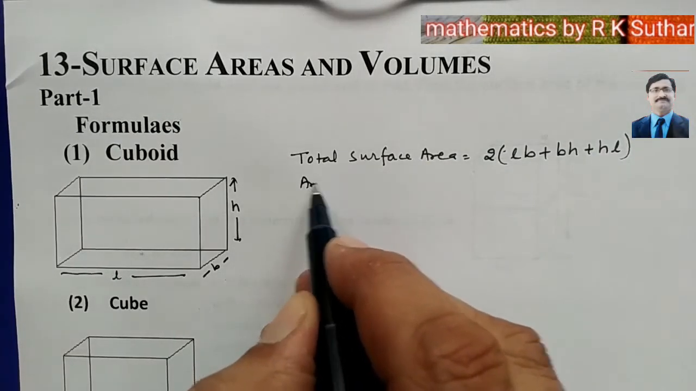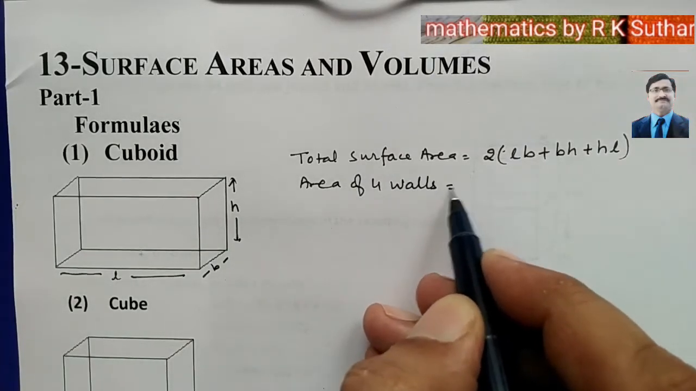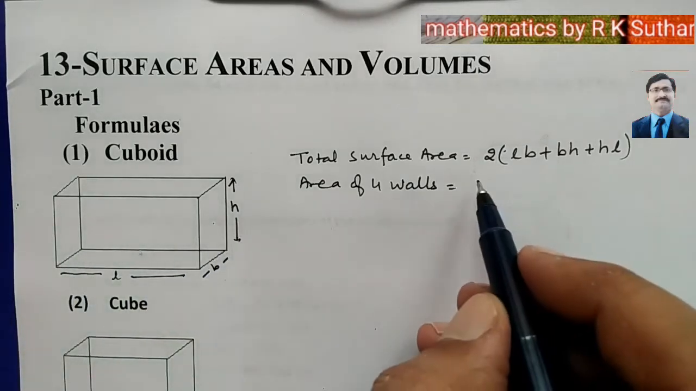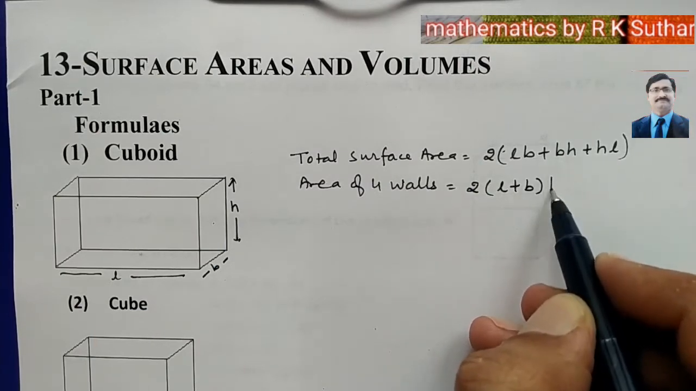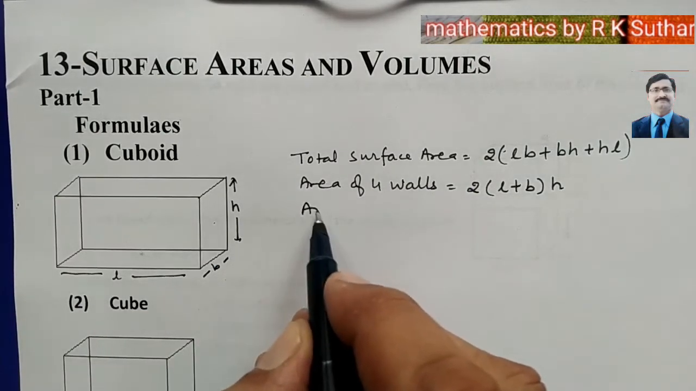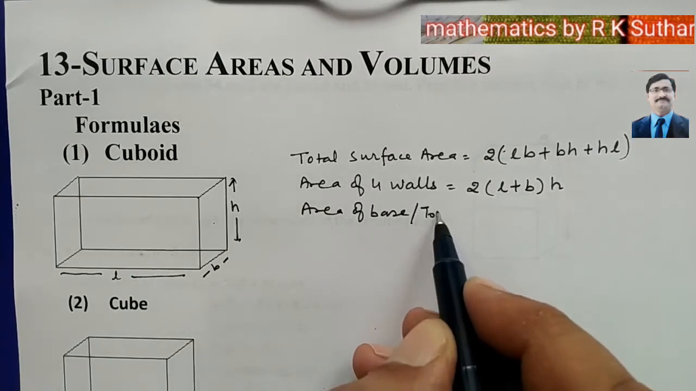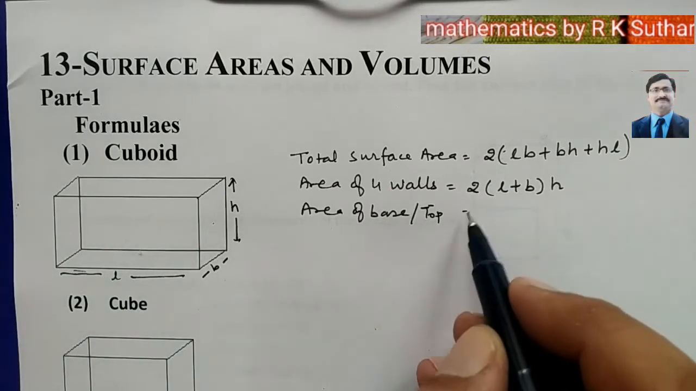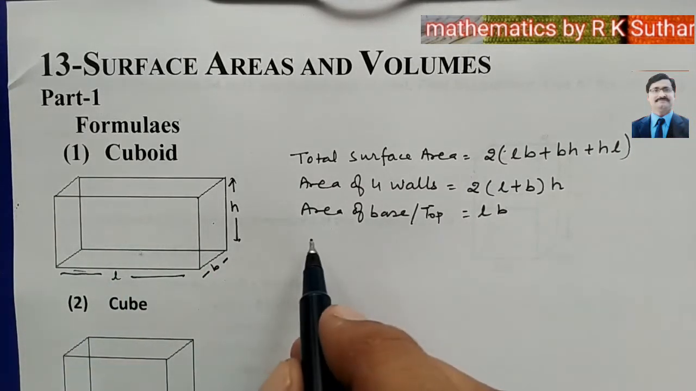Now area of four walls. Look at walls 2, 3 and 4. Four walls we have, so this area will be 2 into (length plus breadth) into height. Okay. Area of base, or we can say top. These are the base area. Here length into breadth, and the area of the top is also length into breadth.